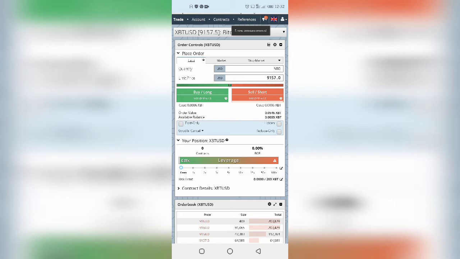Most of the time, people don't look at their cost or the impact of their leverage position on their cost. So I'll just be showing you a simple way to enter a trade on Bitmex using a signal from my premium group.